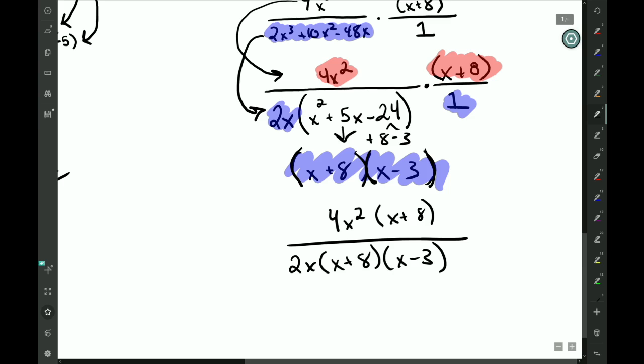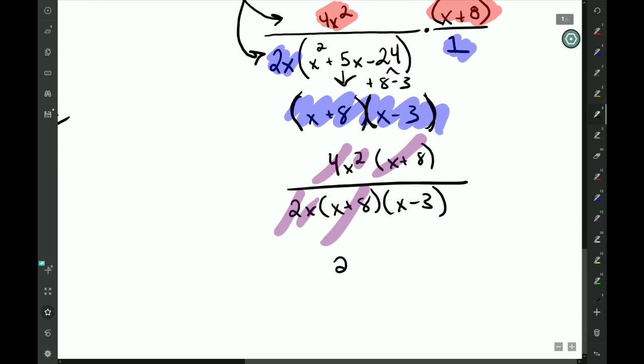The fun begins. Boom, boom, boom, boom. And you're left with 2x over x minus 3. Okay, awesome stuff.